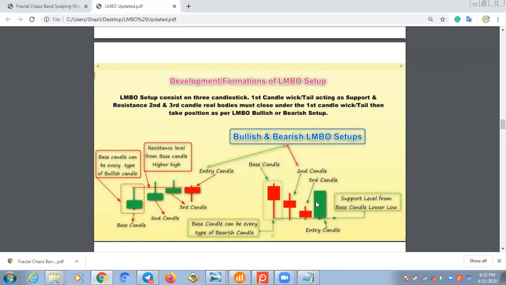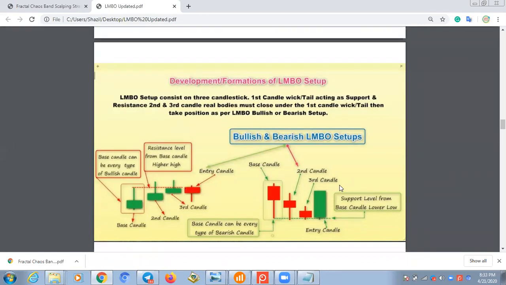In the bullish setup, this is the base candle. There is a wick. We take the wick as a support level. The second and third candles just cross the wick, but the body is above this level. So at the third candle, the body is above the level, and the next candlestick goes up. So this is the entry candle. This green candle is the entry candle. We can place a call option here. In the bearish setup, we can place a put option here.